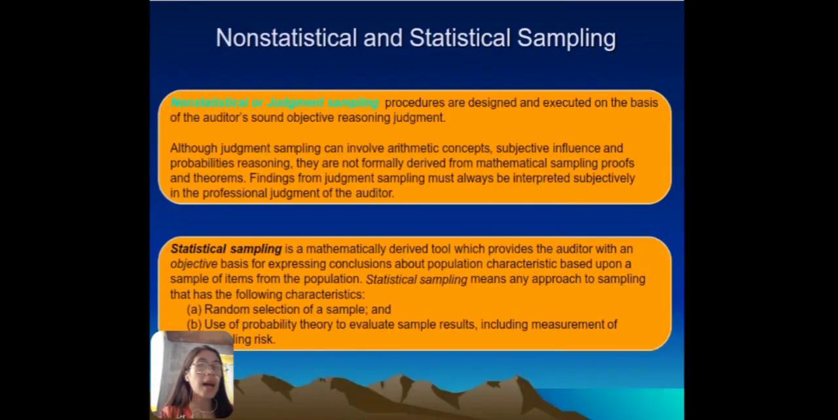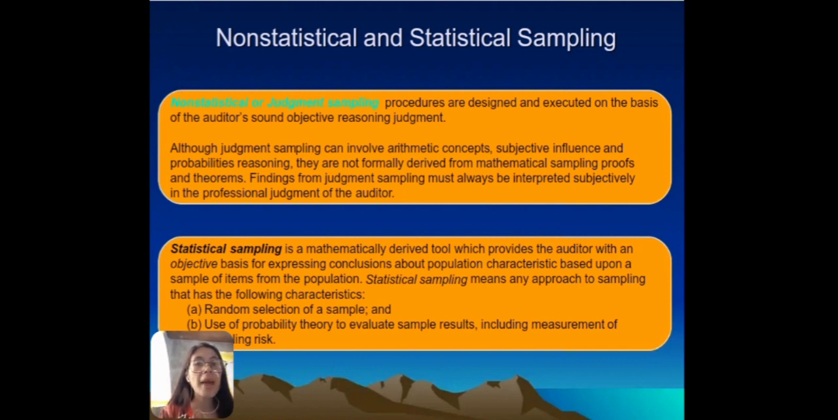So let's present non-statistical and statistical sampling. Non-statistical or judgment sampling procedures are designed and executed on the basis of the auditor's sound, objective reasoning and judgment. Although judgment sampling can involve arithmetic concepts, subjective influence, and probability reasoning, it is not formally derived from mathematical sampling proofs and theorems. Findings from judgment sampling must always be interpreted subjectively and through the professional judgment of the auditor.